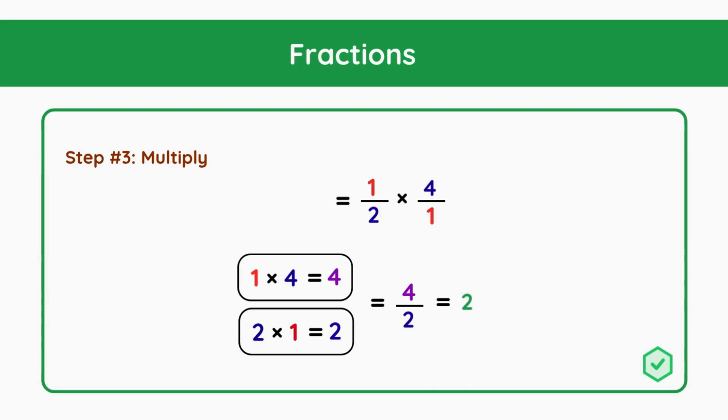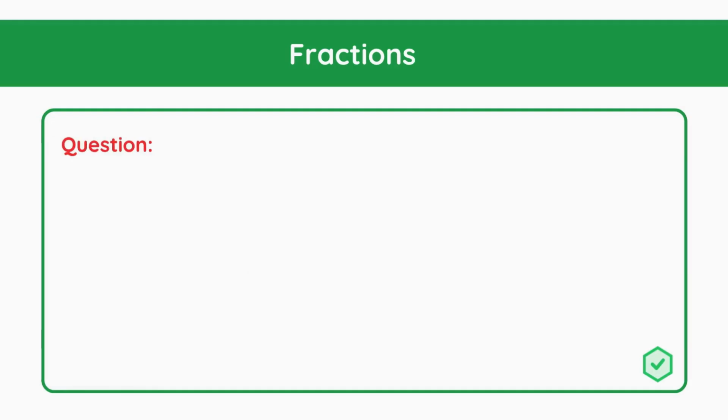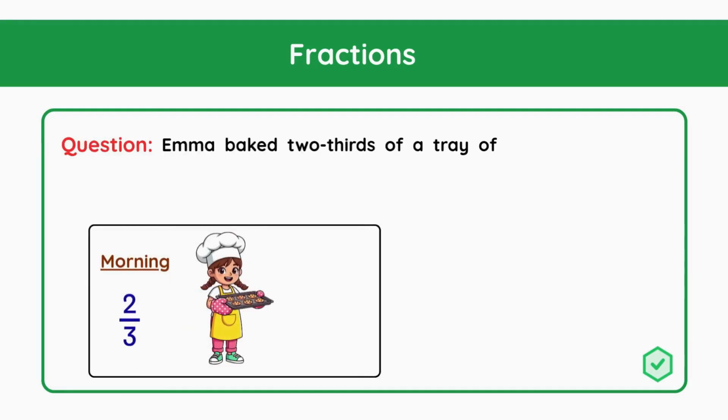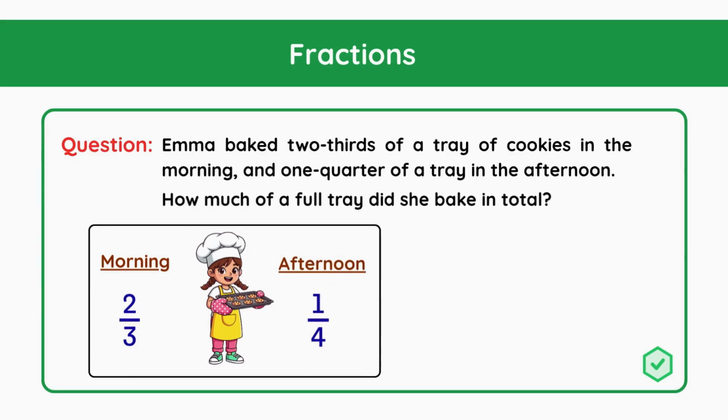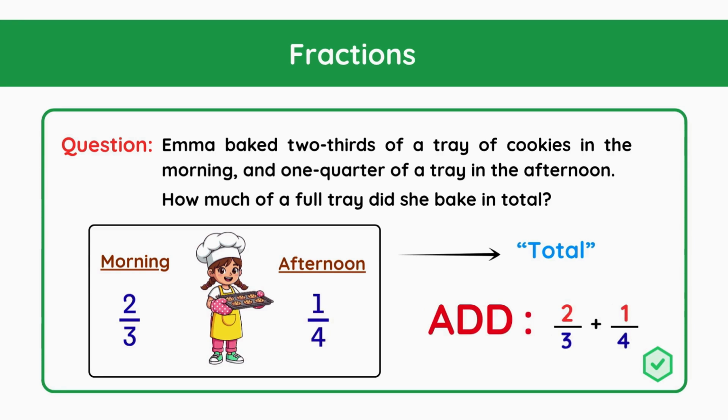Now that we have covered all 4 operations, let's use them to solve 2 word problems. Word problems describe a real situation, and your job is to work out which operation to use. Here is the first one. Emma baked 2/3 of a tray of cookies in the morning and 1/4 of a tray in the afternoon. How much of a full tray did she bake in total? The word total tells us we need to add, so we add 2/3 and 1/4. The bottom numbers are 3 and 4 and they are different, so we must make them the same first.